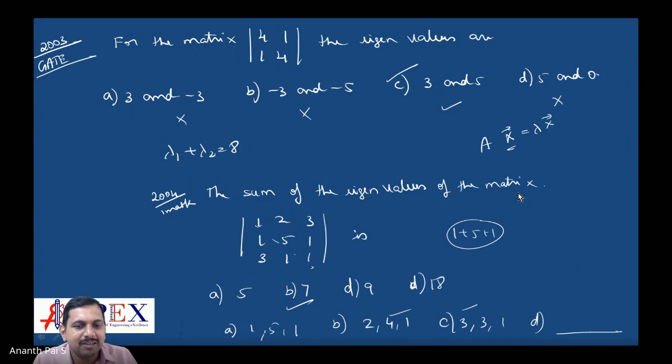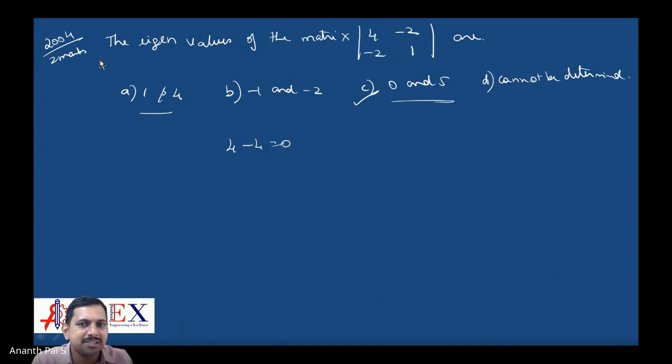The sum of eigenvalues of the matrix is, they have given the matrix and they've asked the sum of the eigenvalues. If you didn't know this property, you would find out all the eigenvalues and then add them to get the answer. But you know the property that the trace is equal to the sum of the eigenvalues. So 1 plus 5 plus 1, that's the same answer. This came in GATE 2004 for one mark. This came in 2003. Another one came, see, 2004, the same. The eigenvalues of the matrix are, sum, see, 4 plus 1, see where 4 plus 1 comes.